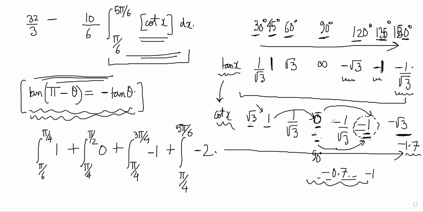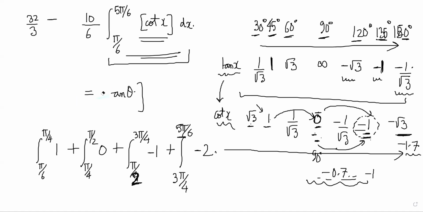Sir, at bottom it should be pi by 2. In the third splitting we have written 3 pi by 4. Sir, from pi by 2 to 3 pi by 4 it should be. हाँ, correct. Pi by 2 to 3 pi by 4. And here 3 pi by 4 to 5 pi by 6, correct. The limits were wrong. So now it is correct limits. That's fine.